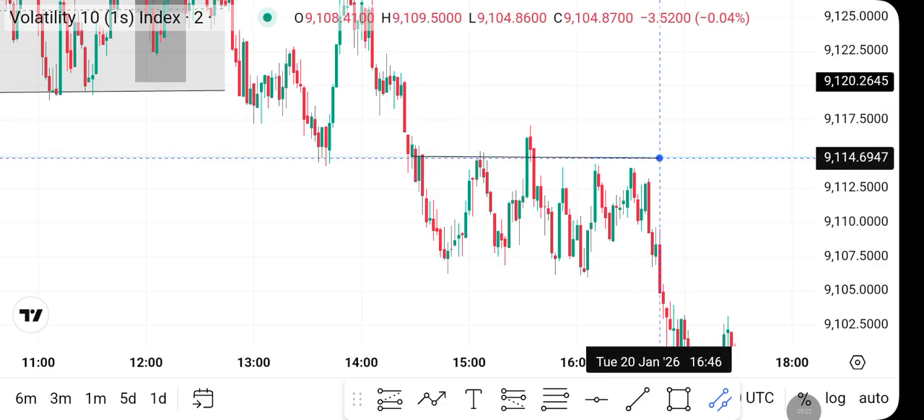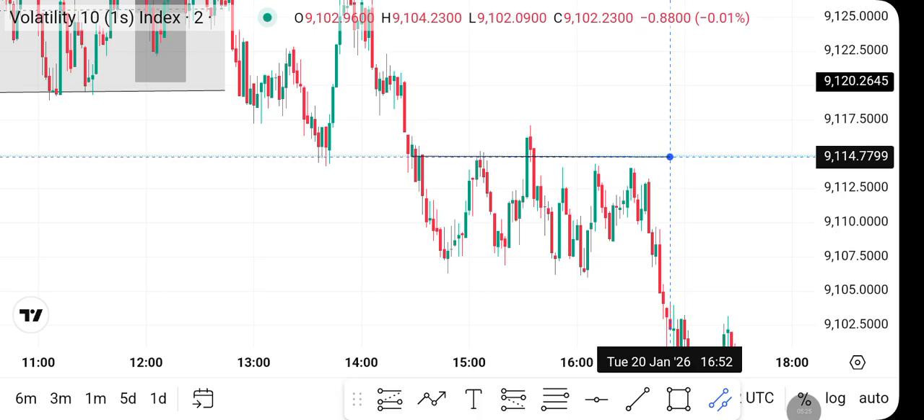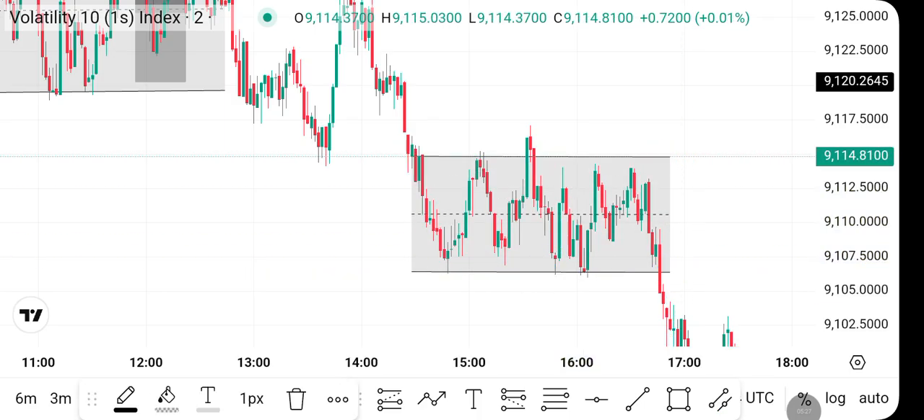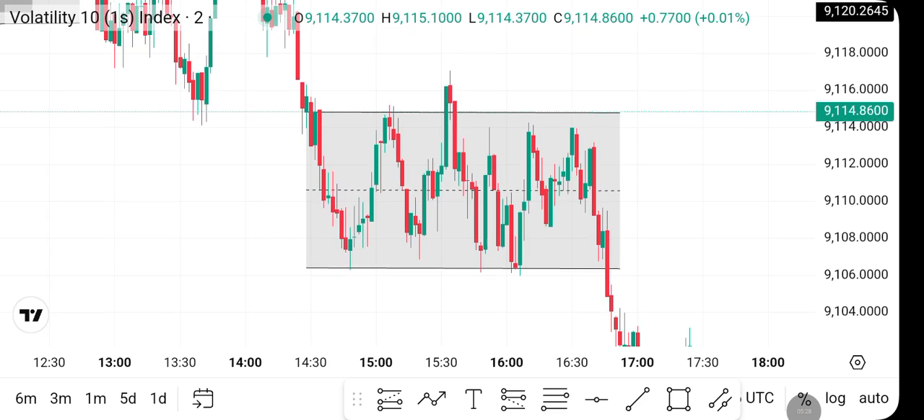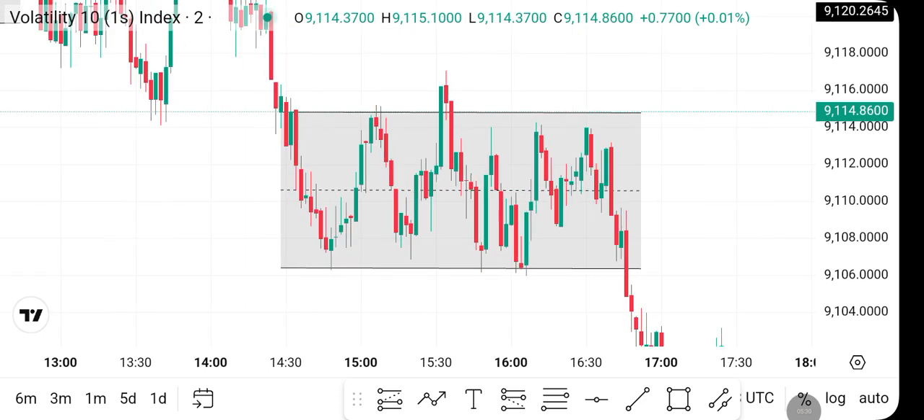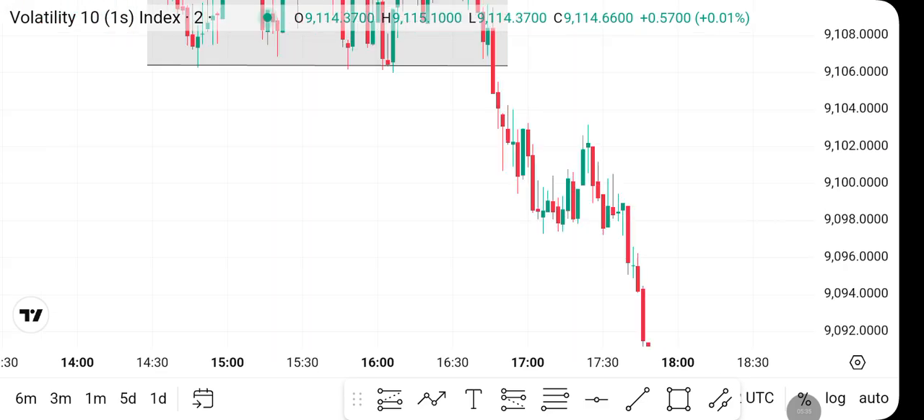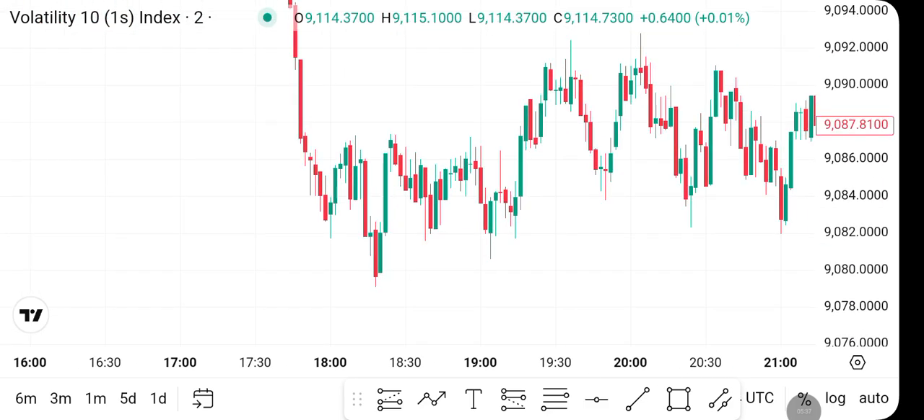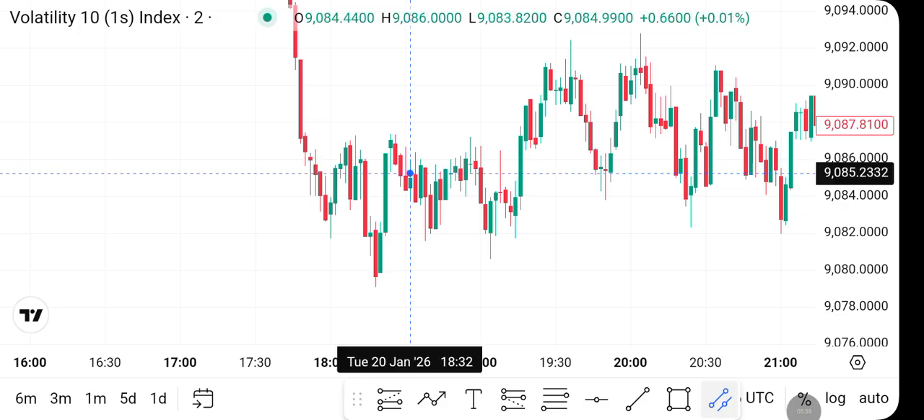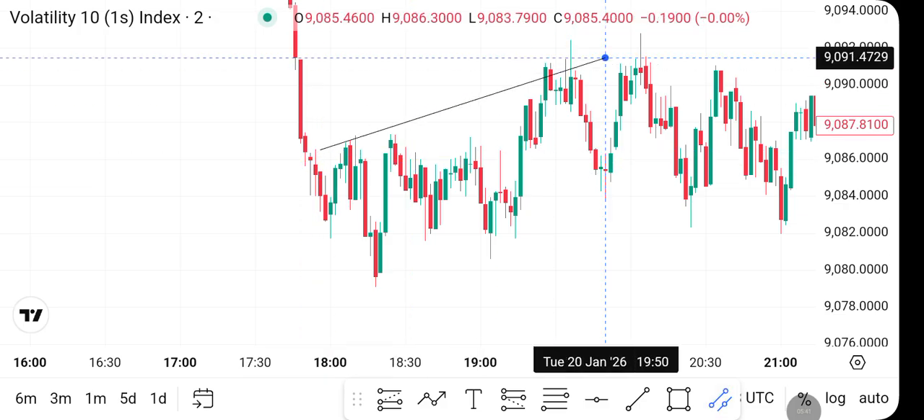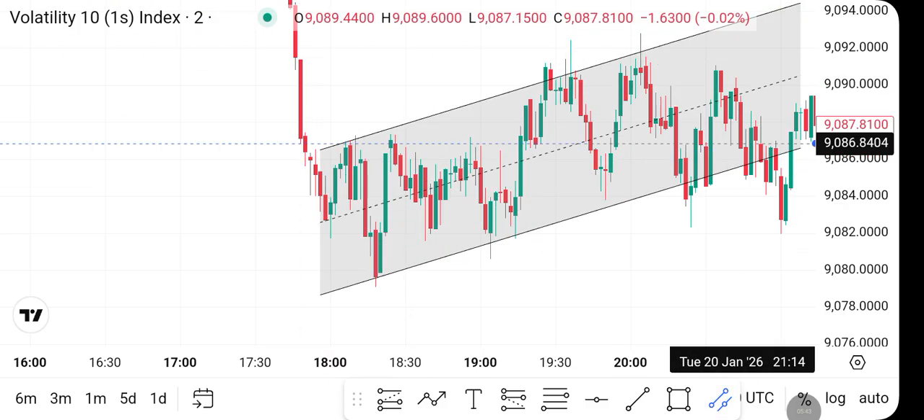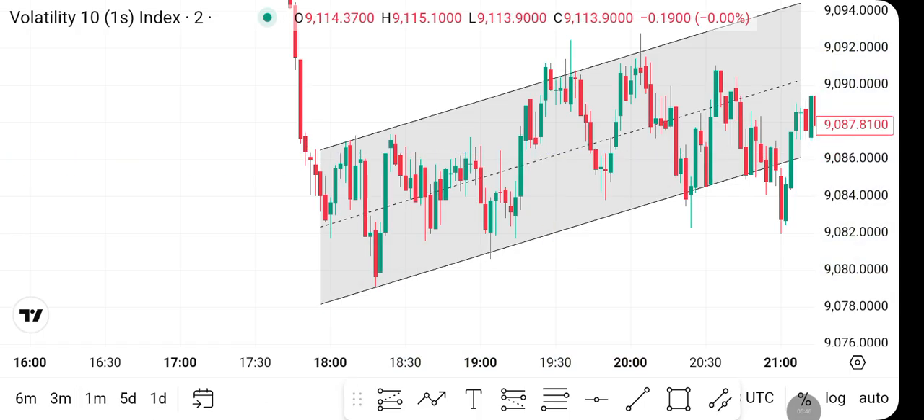I think I have to do another video on how to draw channels. Some persons don't know how to draw channels. Look at this. First touch, second touch, third touch, you enter at the third touch. This is another one again. This is a rising channel. See how they are very, very easy to spot. You can only spot this with practice.